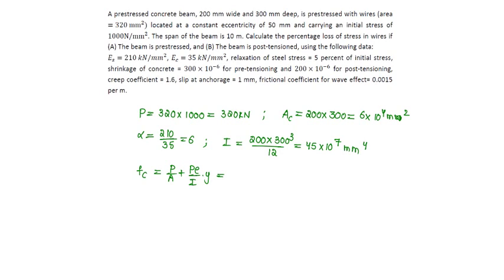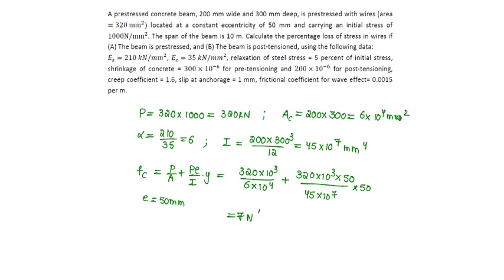Eccentricity is given as 50 mm. So then P is 320 into 10 power 3 in Newton by area is 6 into 10 power 4 plus P is 320 into 10 power 3 into eccentricity is 50 by I is 45 into 10 power 7 into Y is 50. So that will be equal to 7 Newton per mm square.